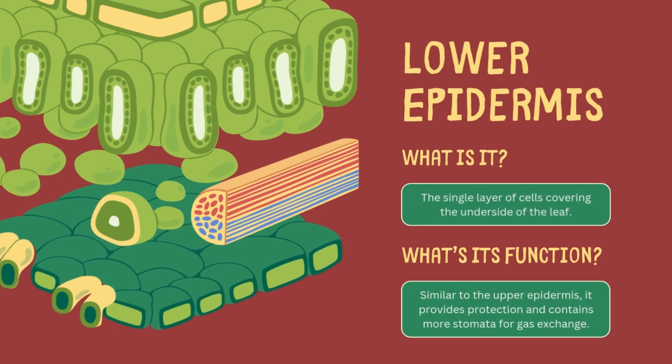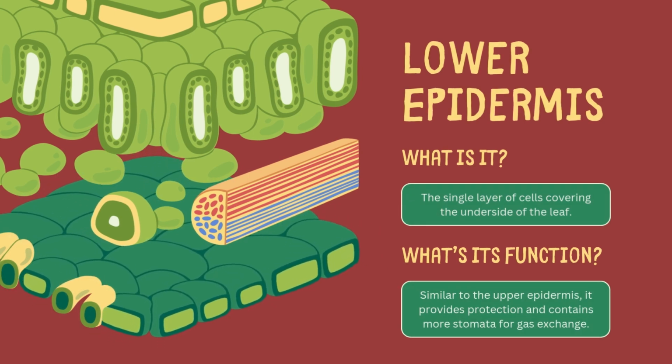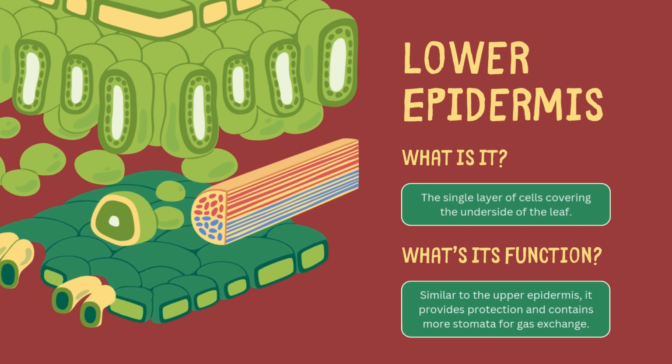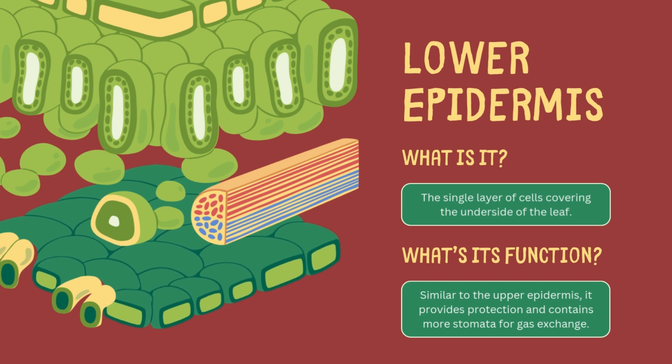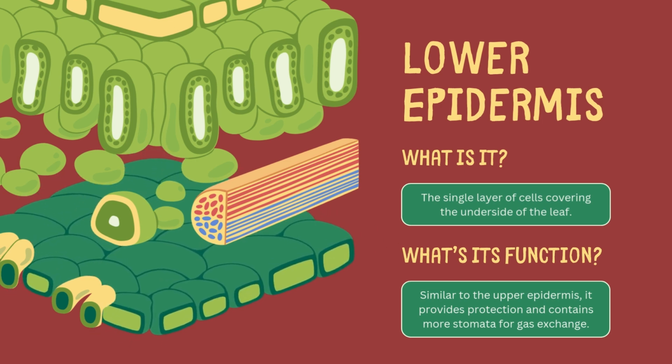Next, lower epidermis, the single layer of cells covering the underside of the leaf. Similar to the upper epidermis, it provides protection and contains more stomata for gas exchange.